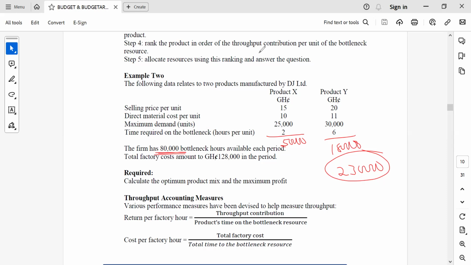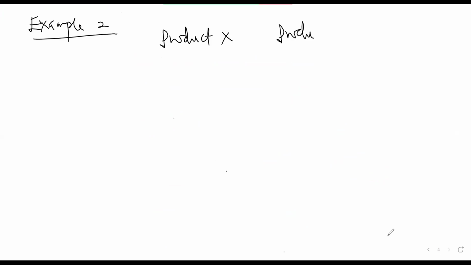So the first thing is that you determine the return of each of these. So let's come to the example. You now come here and have product X, then you have product Y. So you put your currencies on here. Please mostly find the contribution per unit. So if they have given the thing to you on a total basis, you have to find it on a unit basis. So let's come to the selling price.